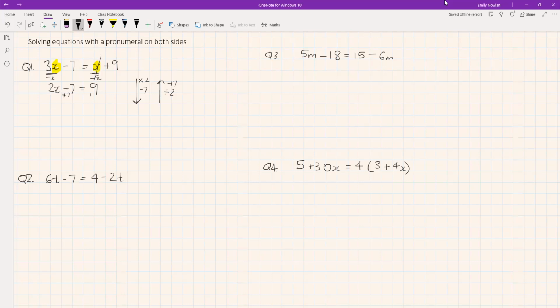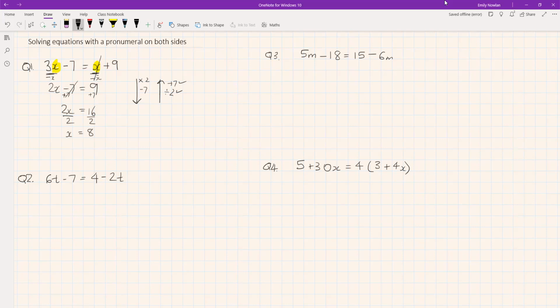Add 7 to both sides. So that goes. So we've got 2x is equal to 9 plus 7 is 16. So we've added the 7 to both sides. Now let's divide 2 on both sides. Divide by 2, divide by 2. x is equal to 8.